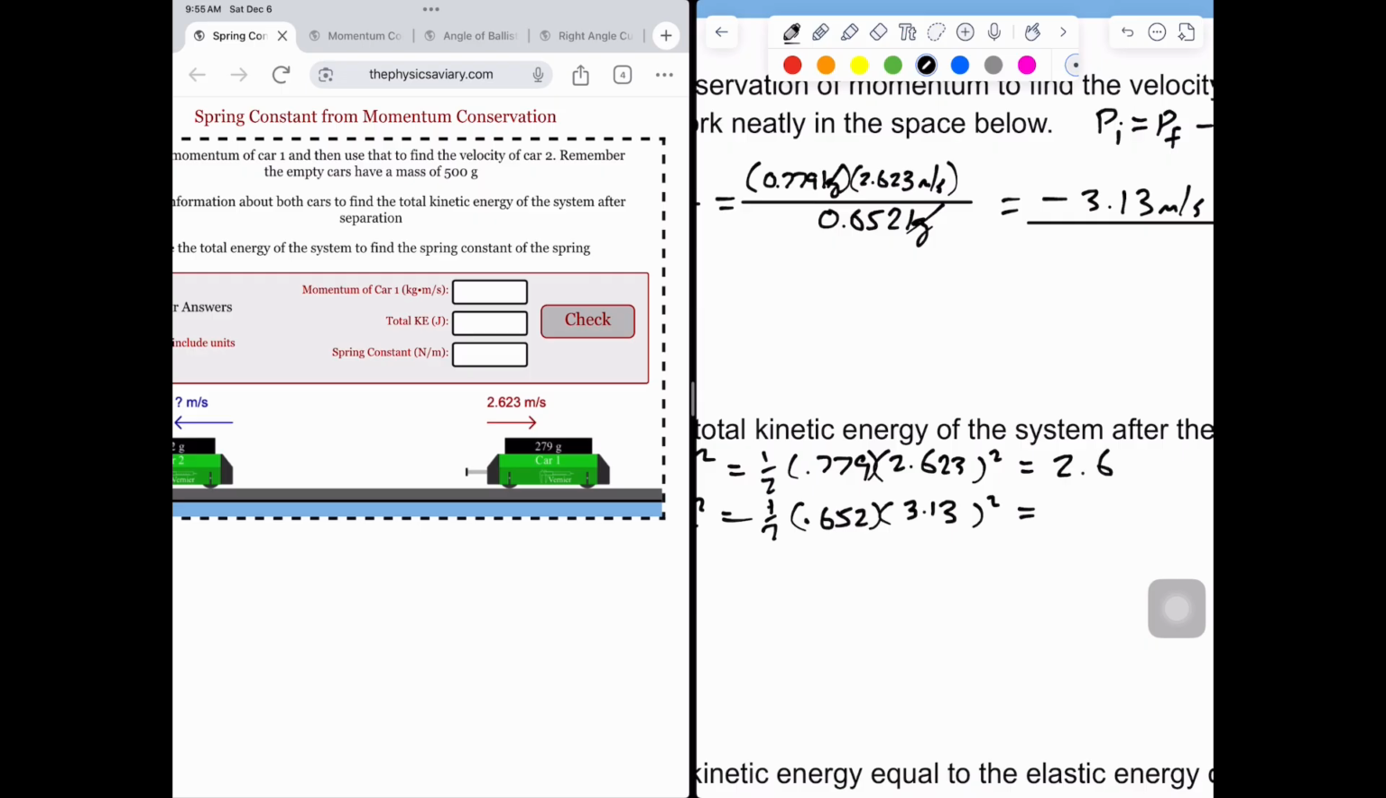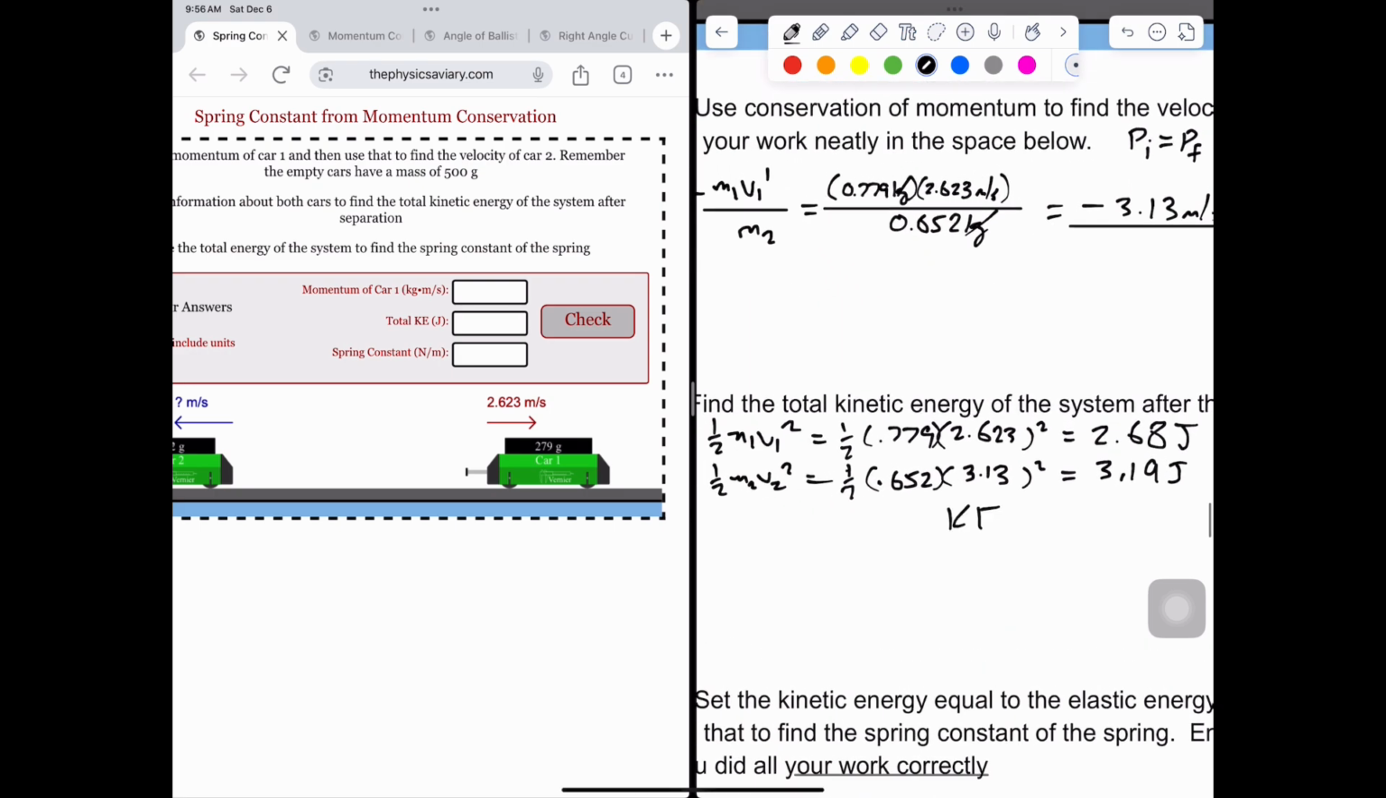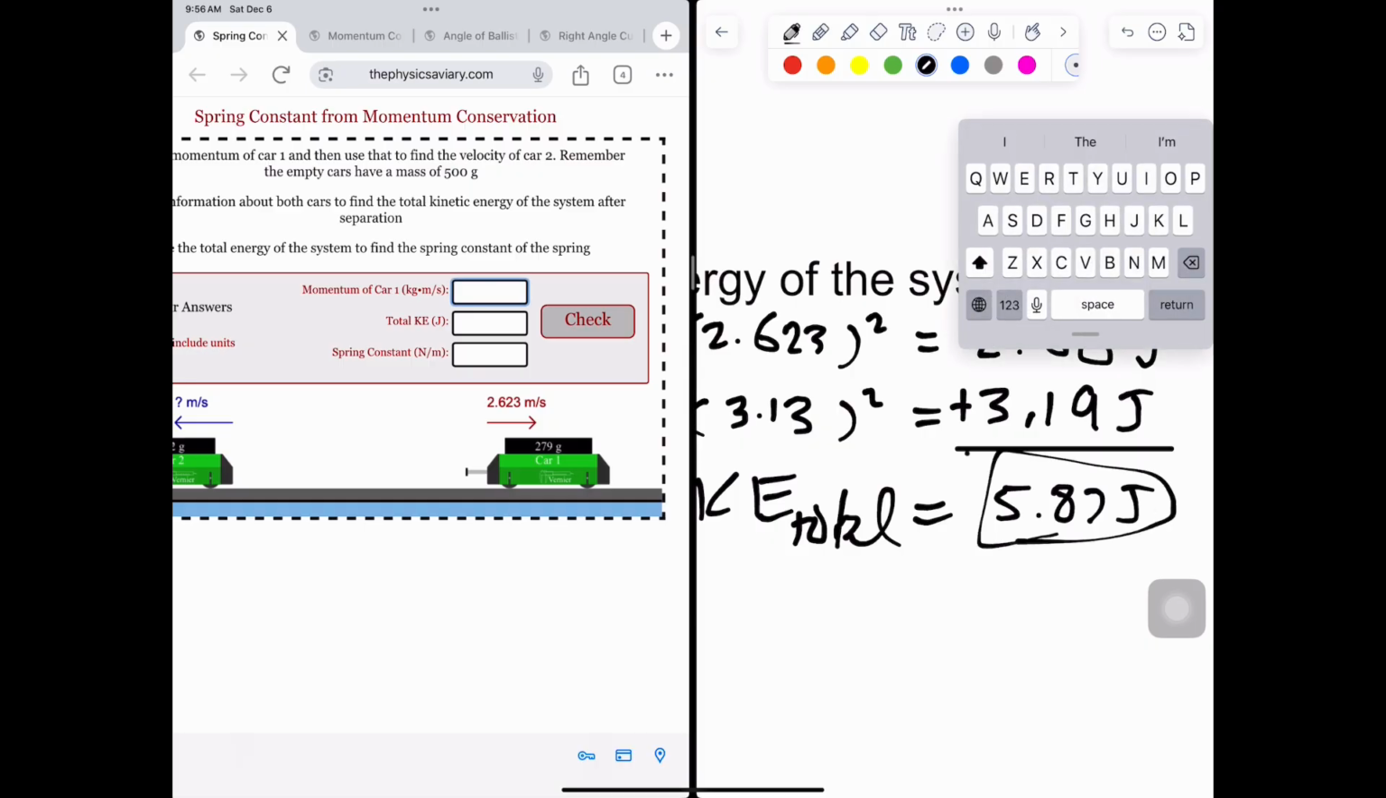Okay, I'm getting 2.68 joules for the first one, and about 3.19 joules for the second one. So my total kinetic energy is just going to be the sum of those two. Just add them up, and we get 5.87 joules. Okay, so far, here's what I have.